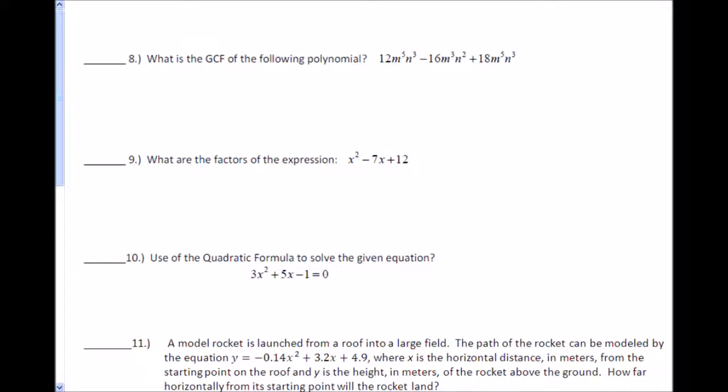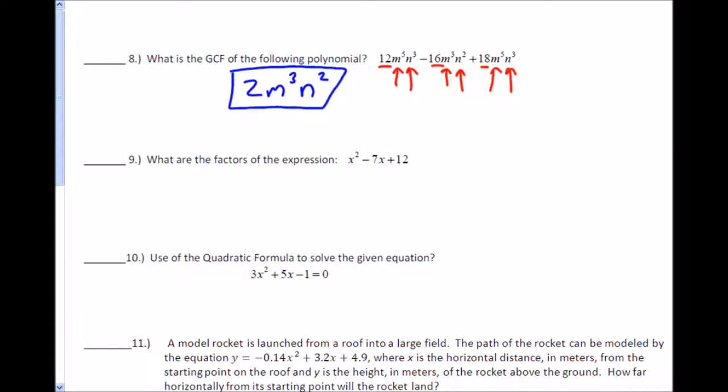For this one, it says, what is the GCF of the following polynomial? And again, that's greatest common factor, the largest thing that divides evenly into each of these. So I start with the numbers, the 12, the 16, and the 18. The largest number that divides into all of those is going to be a 2. And then when I look at the variables, I just take the smallest exponent that I have. For this one, it's going to be an m to the 3rd. And then for the n values, it looks like the smallest exponent I have is an n squared. So the greatest common factor is a 2m to the 3rd, n to the 2nd.